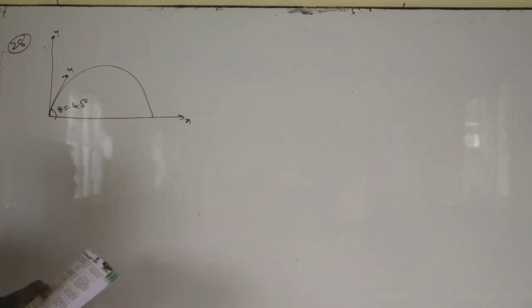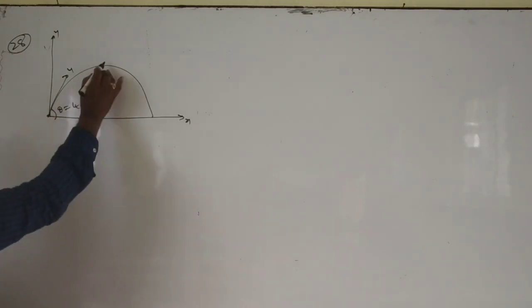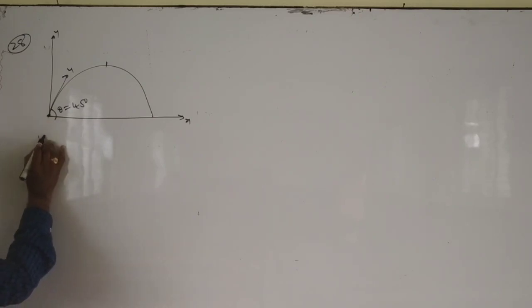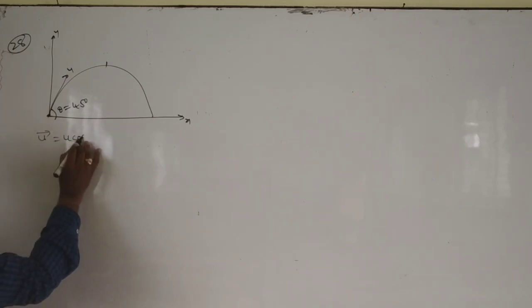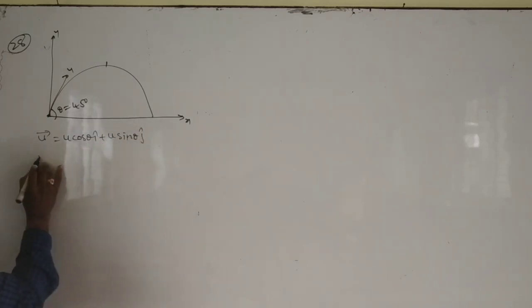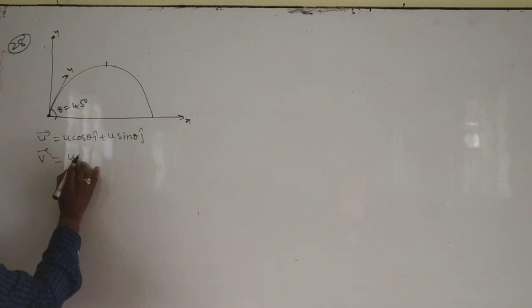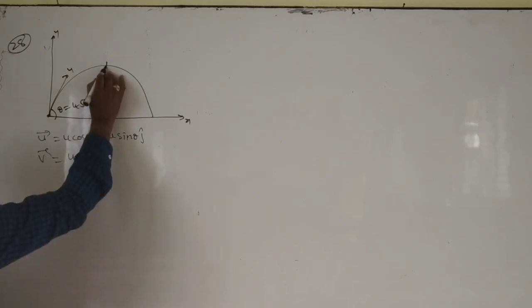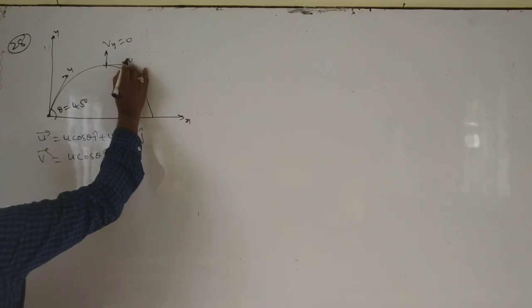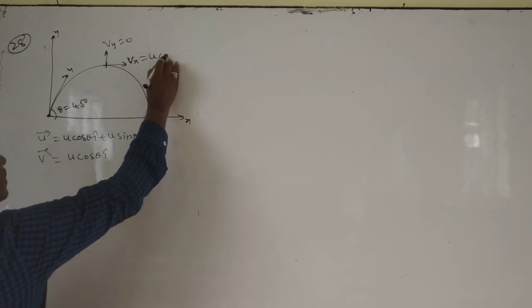Average velocity we have to find. Time of ascent means from here to here we have to find the average velocity. So first, what is the initial velocity? U cos theta i cap plus U sin theta j cap. At the highest point, it is U cos theta i cap only, because the vertical velocity becomes 0. So Vx equals U cos theta only.